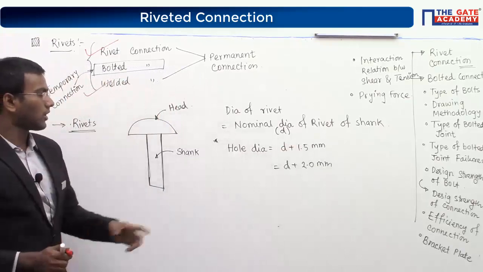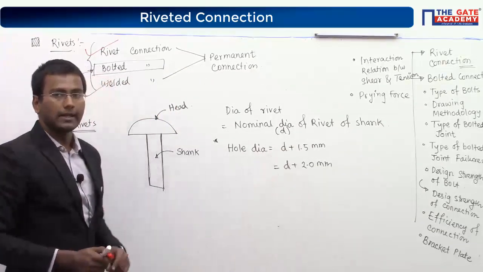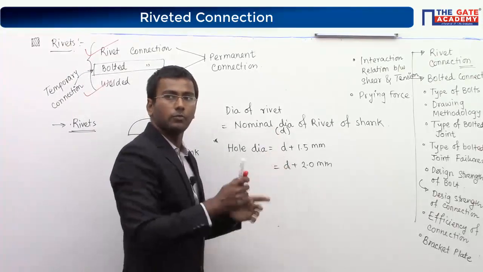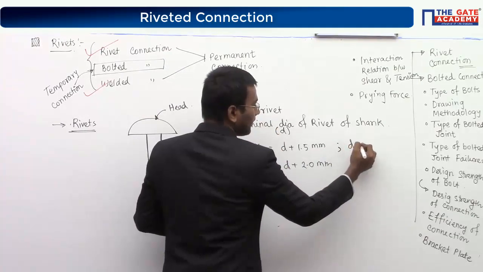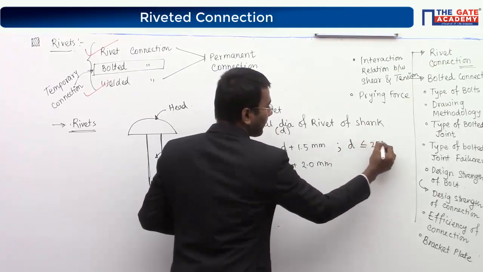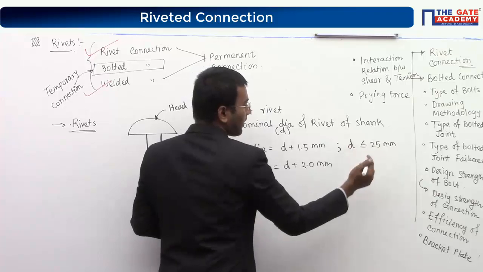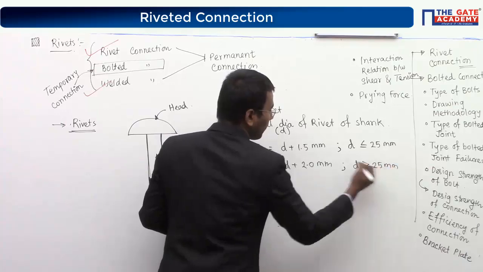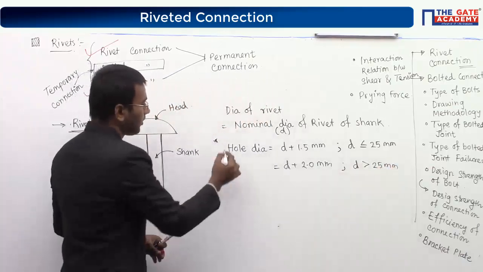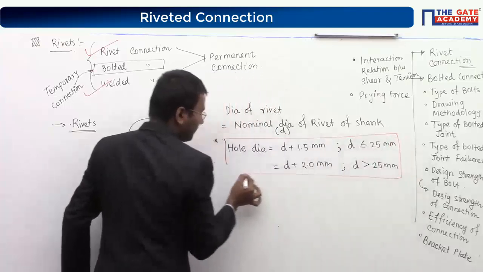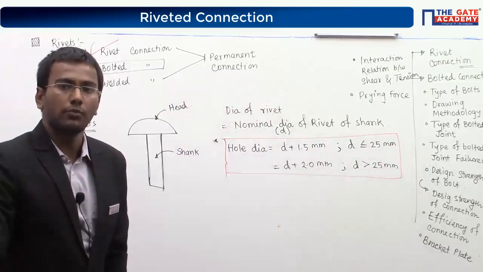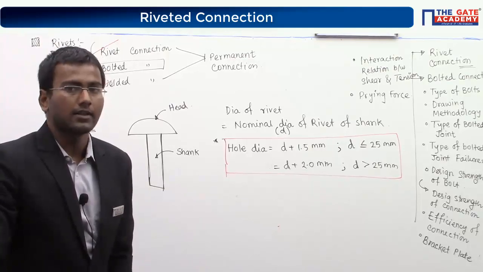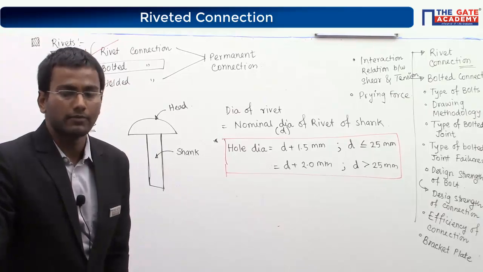Sir, which one should I use here, this one or this one? It depends on the d value, the nominal diameter of the shank. If d is up to 25 mm, we should go with this one. If d is greater than 25 mm, we should go for this one. Very, very important for MCQ. Hole diameter is d plus 1.5 mm up to 25 mm. If it is more than 25, it is d plus 2 mm. Important for MCQ for 1 mark.